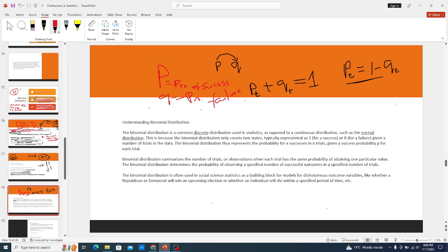Please note that. So we've talked about P, we've talked about Q. We'll also talk about X. In fact, we've talked about X, whereby X is the number of successful trials.